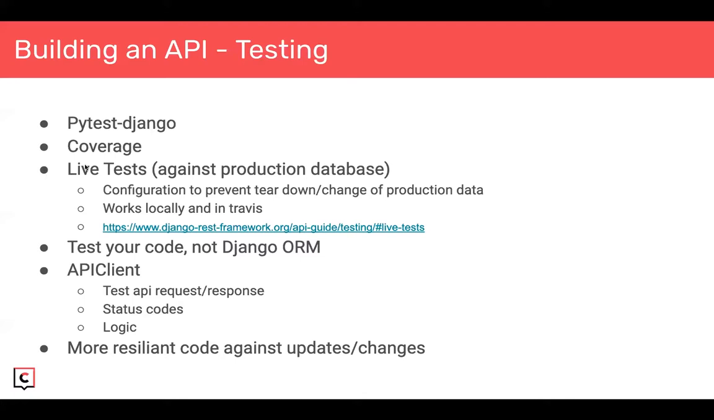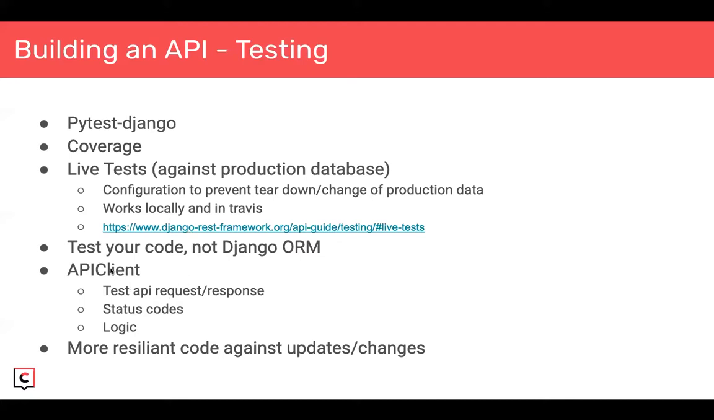In terms of how we're testing, we've generally done something called live testing. We end up connecting to our production database, which requires some configuration to make sure we're not tearing down the database and destroying production data each time. That should already be set up in the repo for you as well. The nice thing about this is the configuration will work in our Travis deployment environment as well as locally.